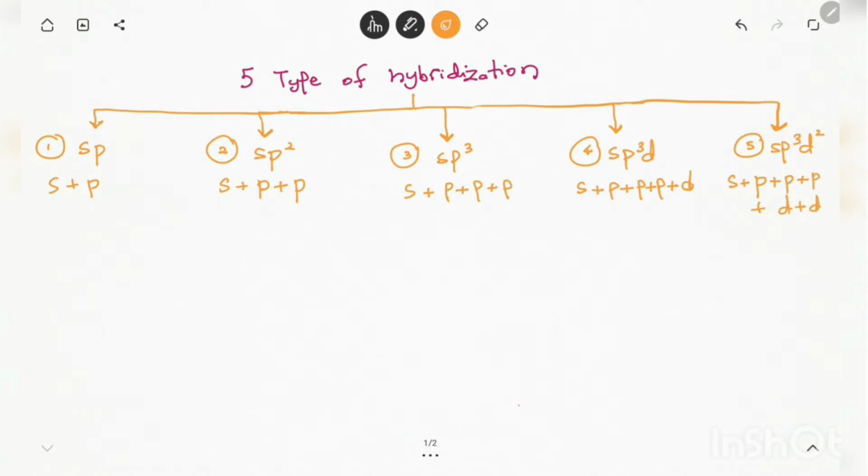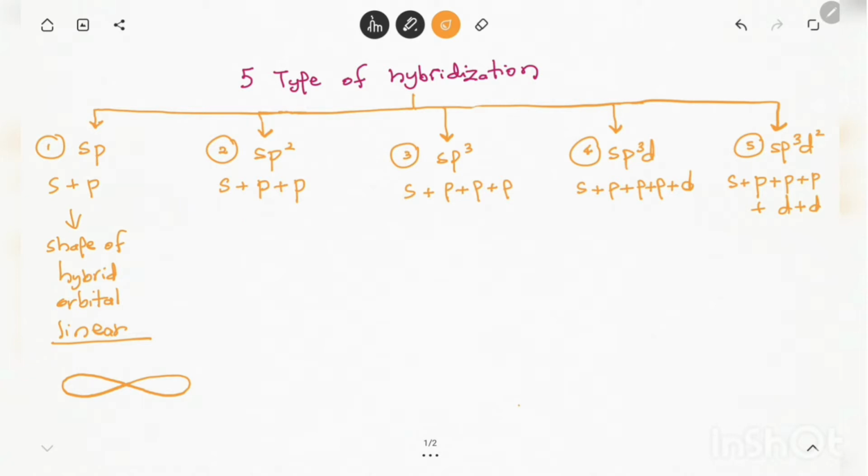So these hybrid orbitals have their own shape. The shape of hybrid orbital is based on the basic molecular geometry. For sp hybrid, the shape is linear. So how to draw the sp orbital? It should be in linear shape. So this is sp orbital.